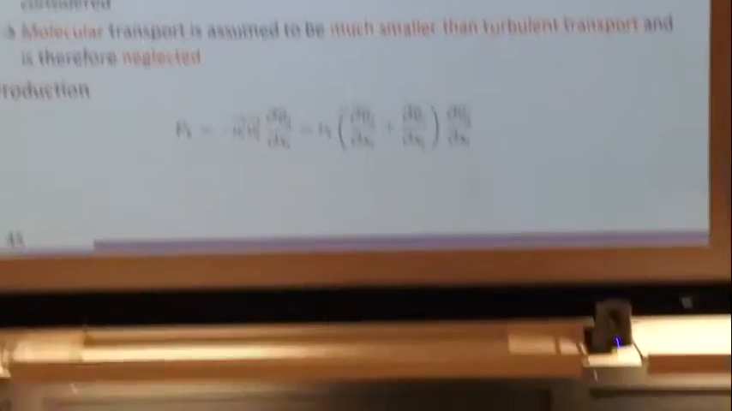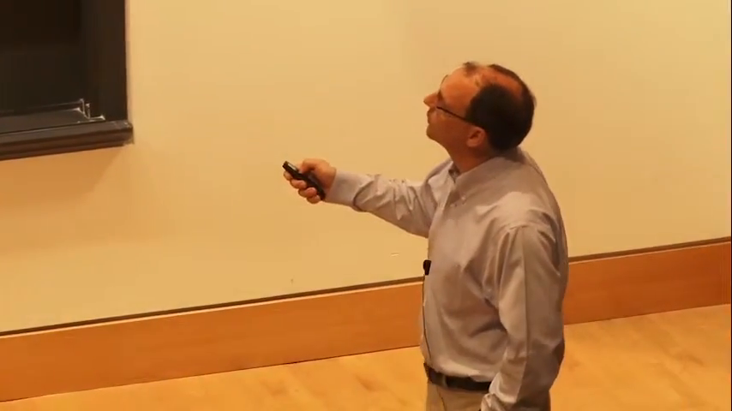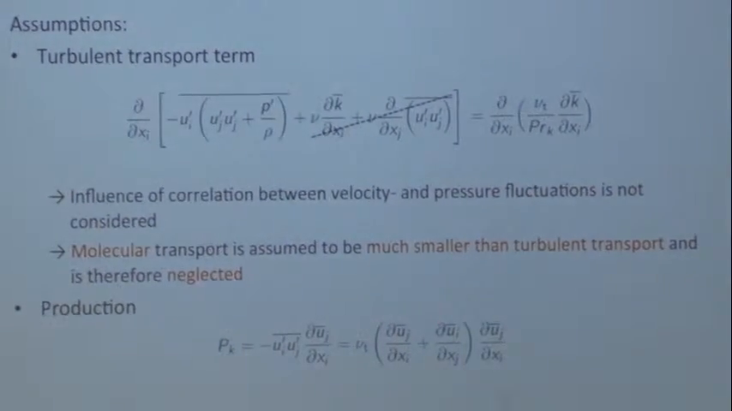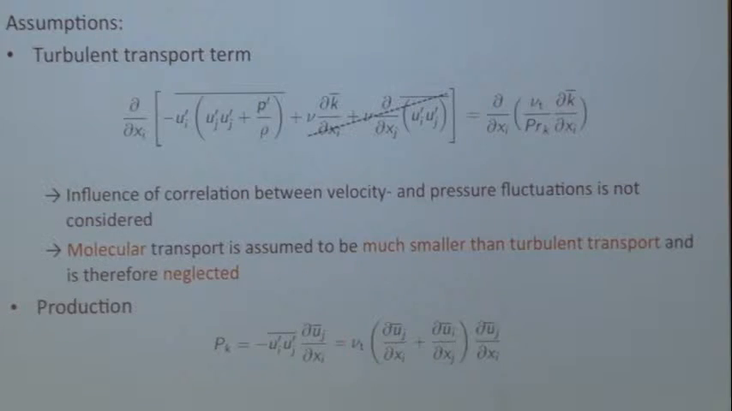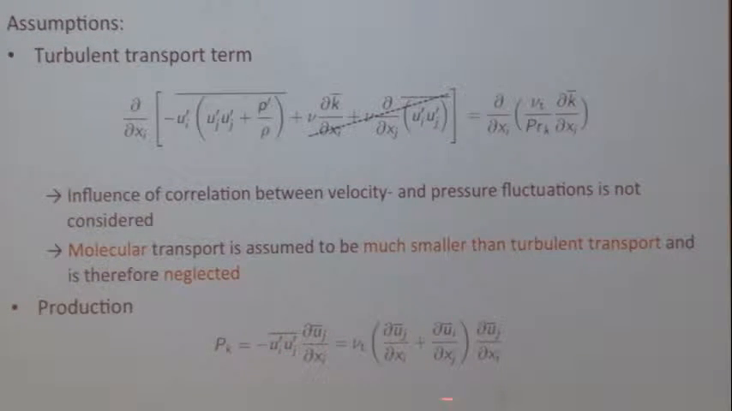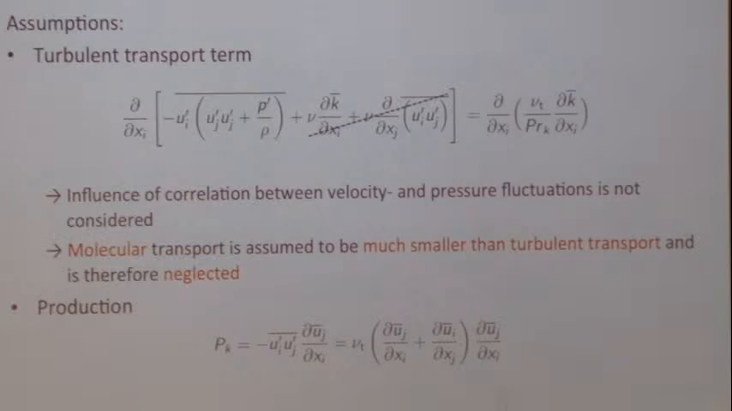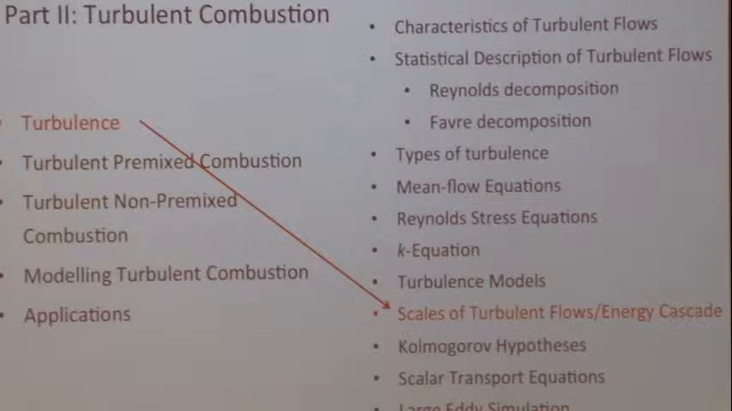This shows once more how these terms are modeled. This is the turbulent transport term here. Essentially, you just take this whole thing and call it turbulent transport, and you use a gradient transport assumption. The production term doesn't need to be modeled, as I said, because I can just plug in the model here for UJ, and it is closed. And this is all that was to be done. Okay, so this is just, yes?